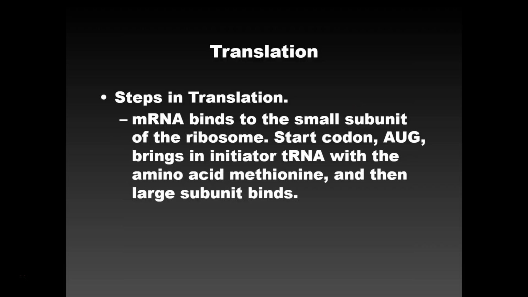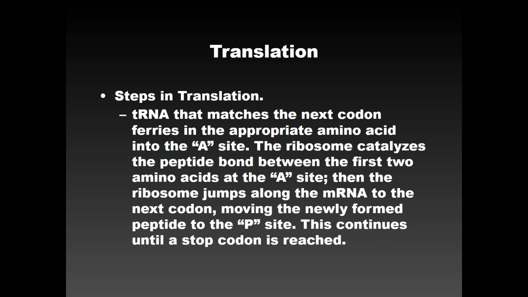So mRNA binds to the small subunit of the ribosome at the start codon, because remember in that genetic code we looked at previously, there are signals for start and stop. The start codon brings in the first tRNA with methionine and then binds to the large subunit. Okay, so the ribosome says, okay, start, AUG, we've got our start codon here, and it's going to bring in that tRNA, which is going to bind with methionine, and it's going to start building that polypeptide chain.